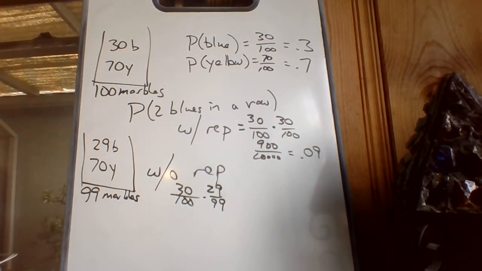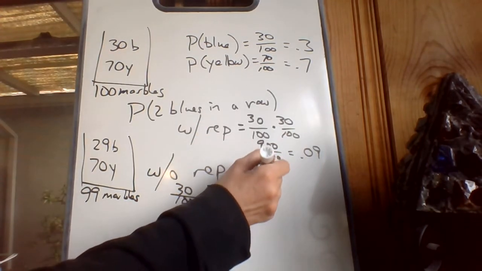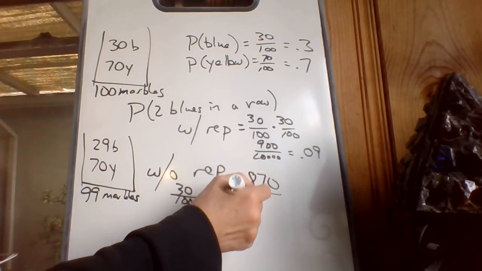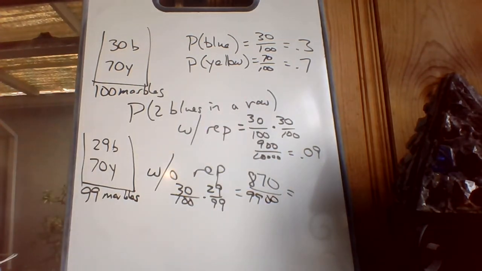Let's see, 30 times 29 is 870. And 100 times 99 is 9900. Then use my calculator to divide that out. 870 divided by 9900 is 0.08787 repeating.